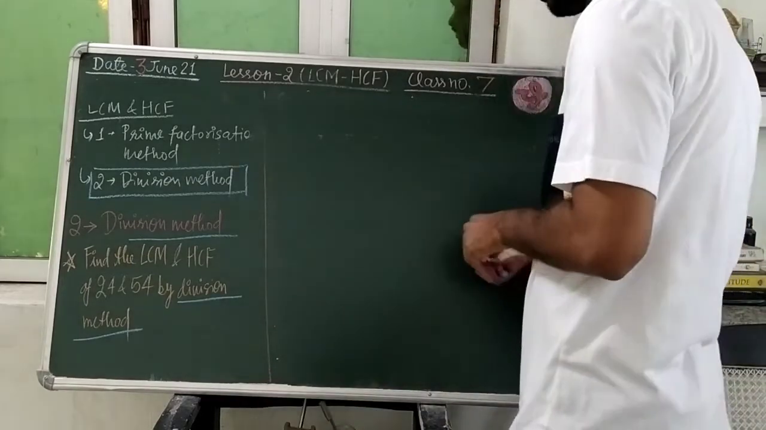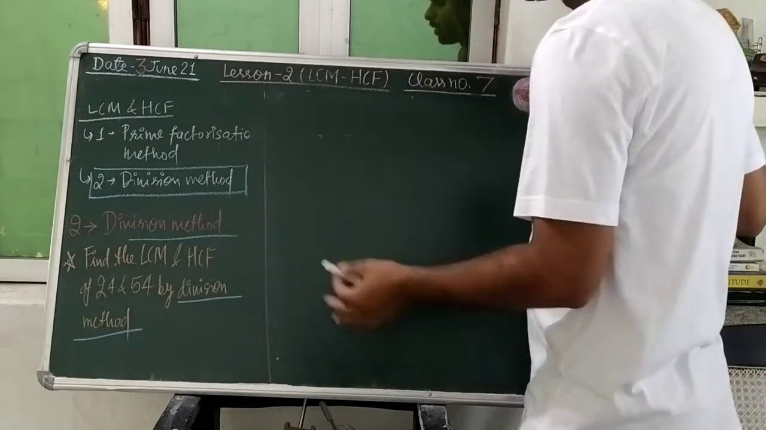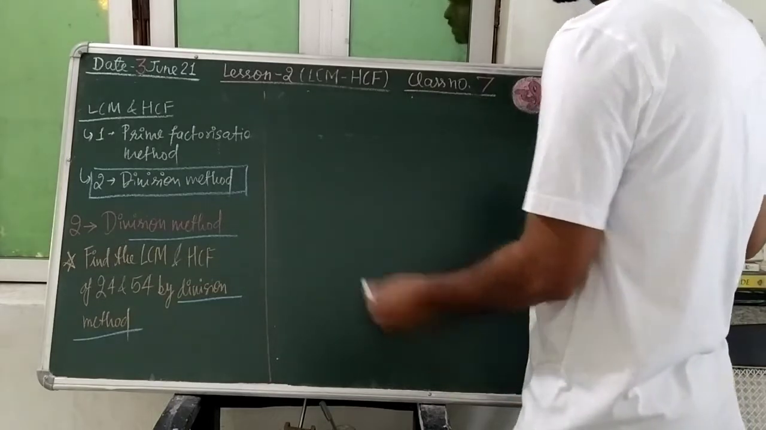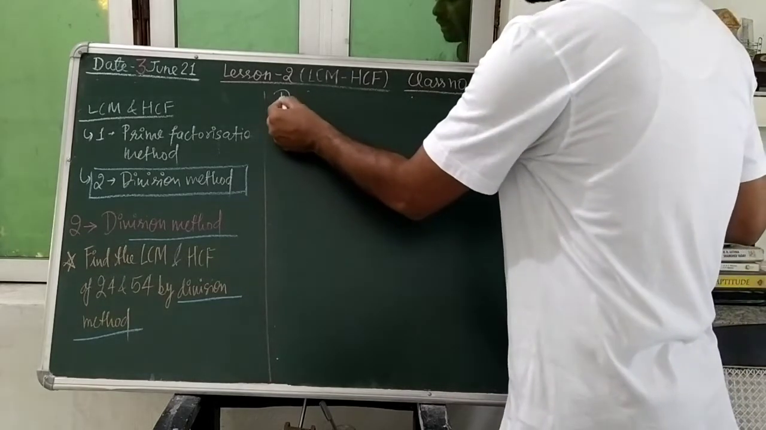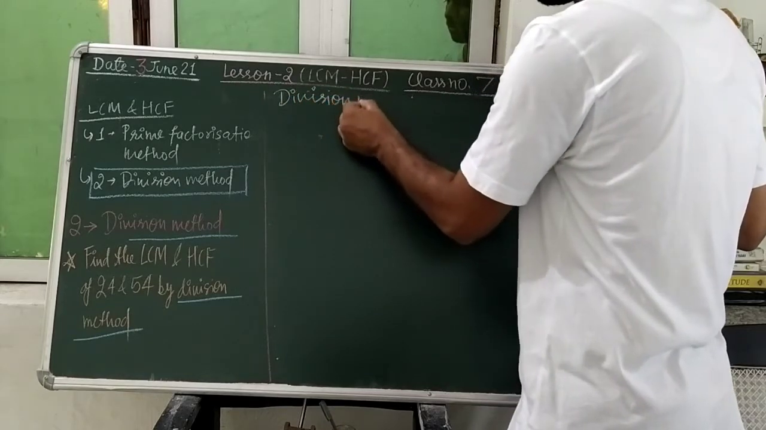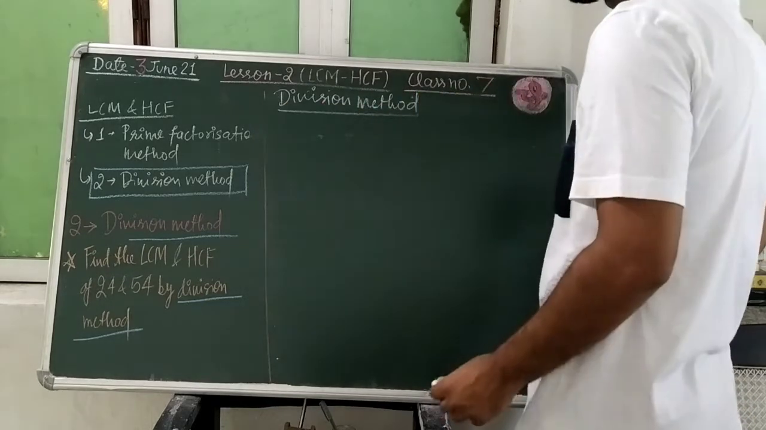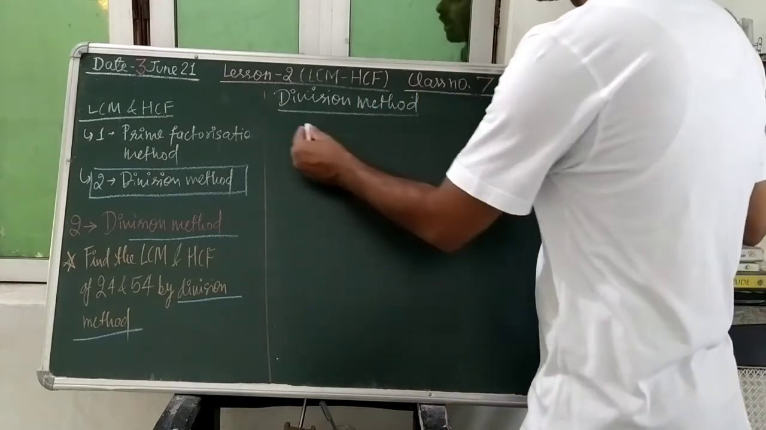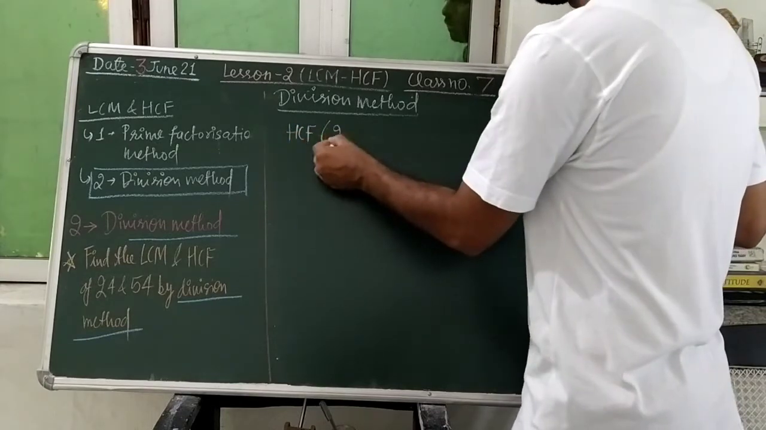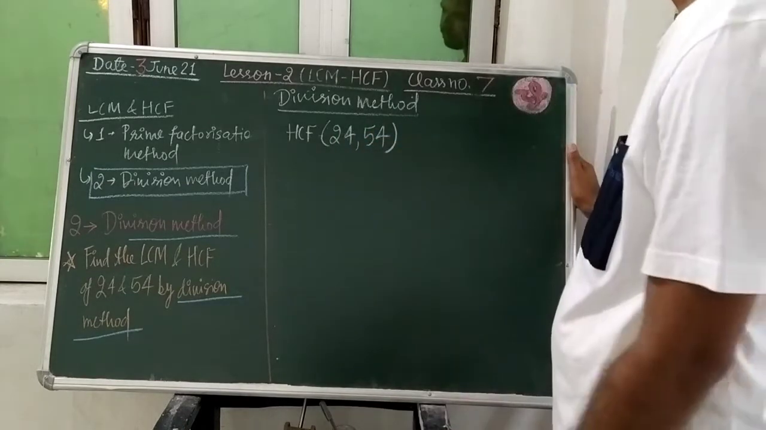We were talking about the LCM and SCF of these 24 and 54. We have talked about the LCM, students. Now we are selecting the division method, and by the division method we want to know the SCF of 24 and 54.